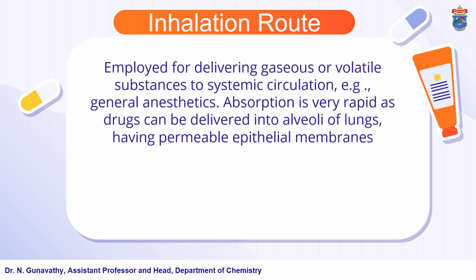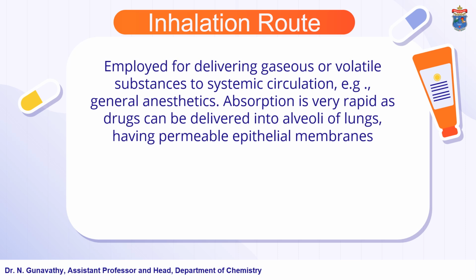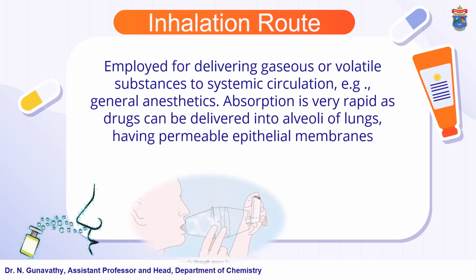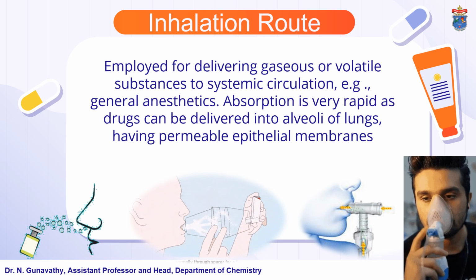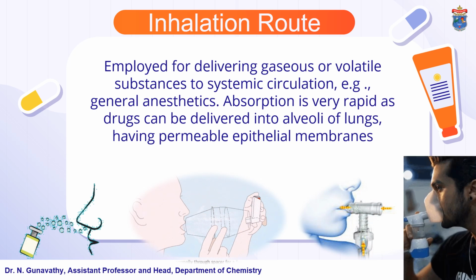Inhalation route. This route is employed for delivering gaseous or volatile substances to the systemic circulation. Example, general anesthetics. Absorption is very rapid as the drugs can be delivered into the alveoli of lungs having permeable epithelial membranes.